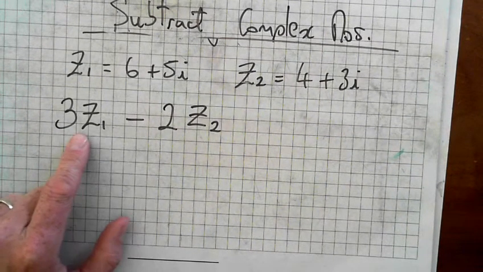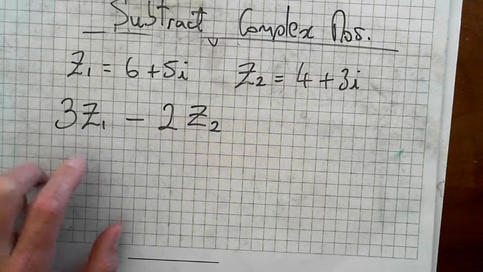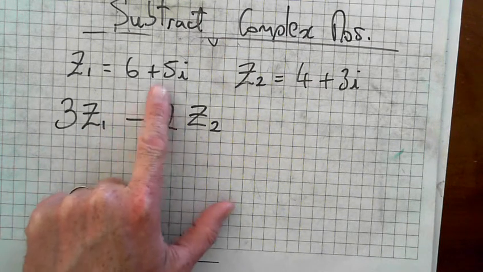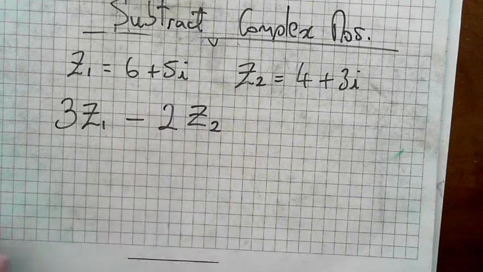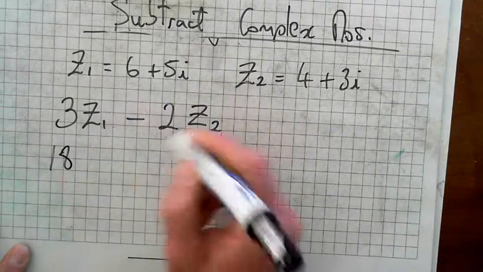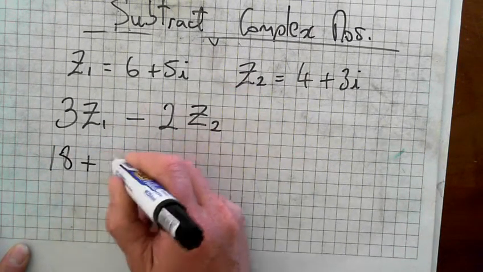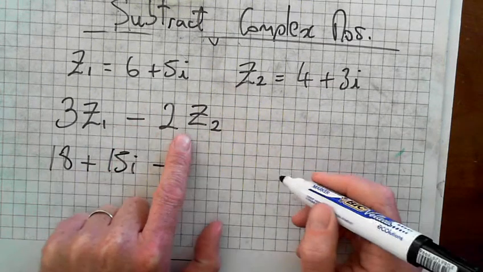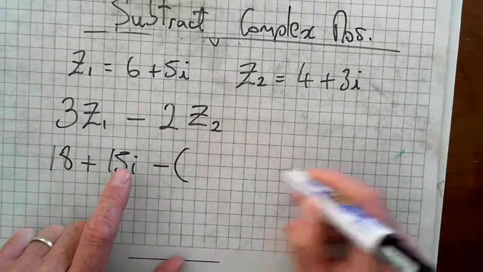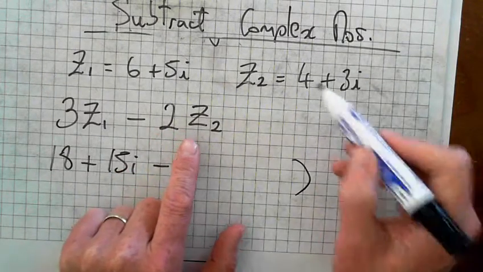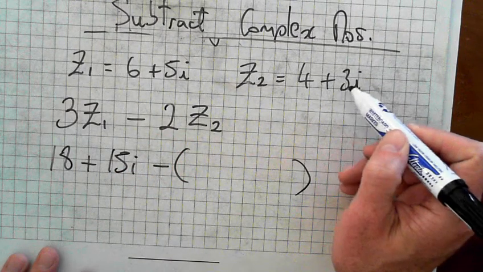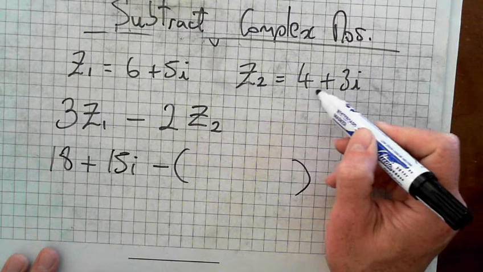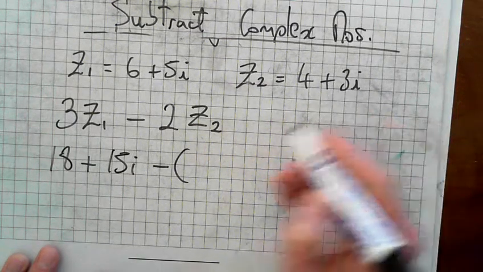Alright, so look up. What's 3 times z1? Alan? 3 times that? It's 18 plus 15i. And to subtract, I'll write down the minus sign. 2 times z2, I'll put this in brackets. What's double z2? Double that, 8 plus.